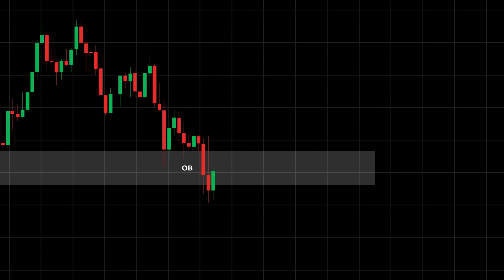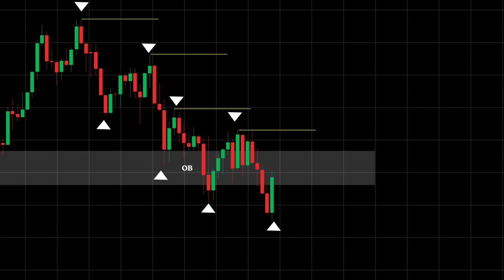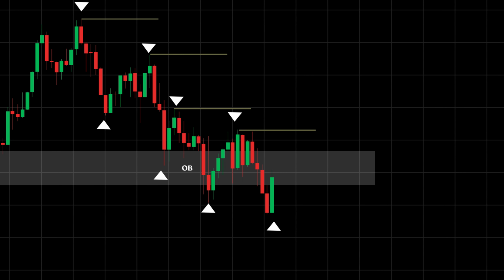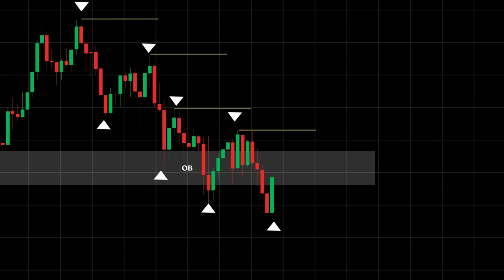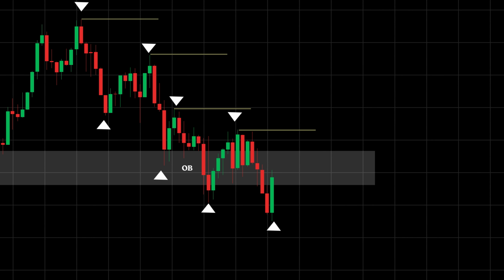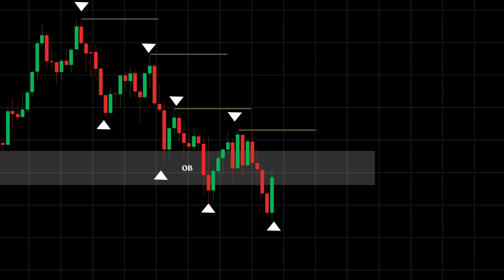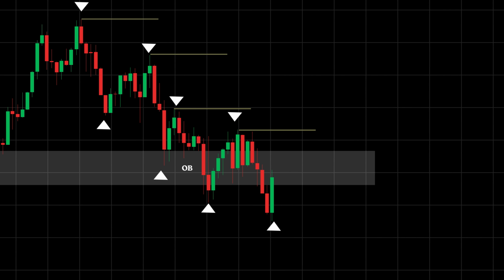Let's move price forward. Here, we see that price broke below the order block without showing a clear change of character. Although there was a minor reaction at this zone, we did not get the confirmation we needed. Therefore, no trade was taken.